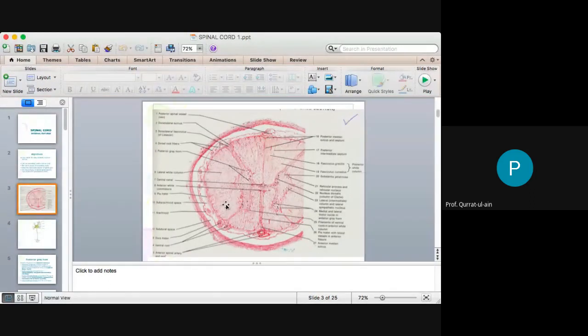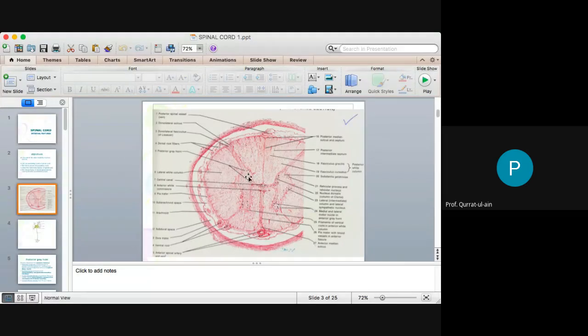This is the white matter here, and this is the central gray matter. And the gray matter in the spinal cord is in continuity, which breaks up as it ascends in the brain stem, and the nuclei get scattered all out.